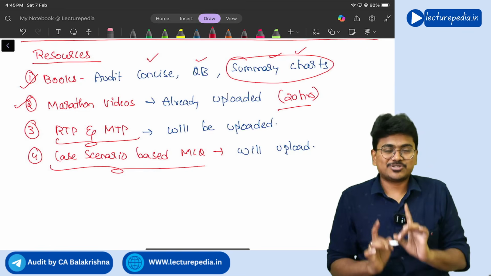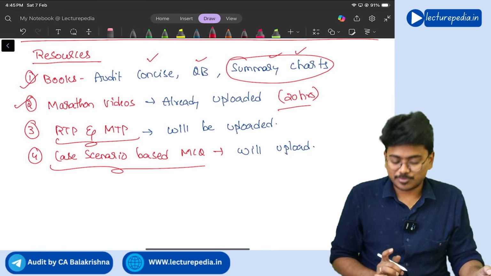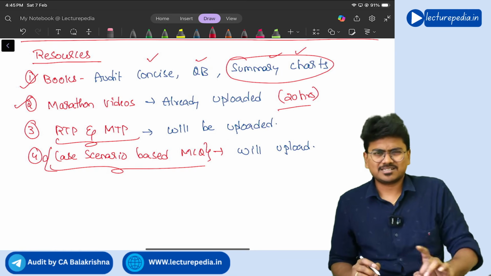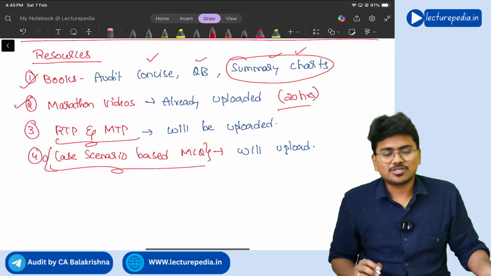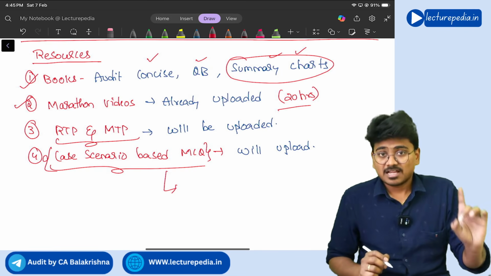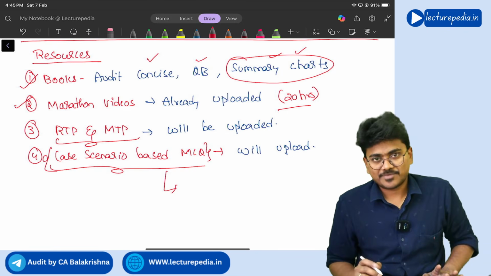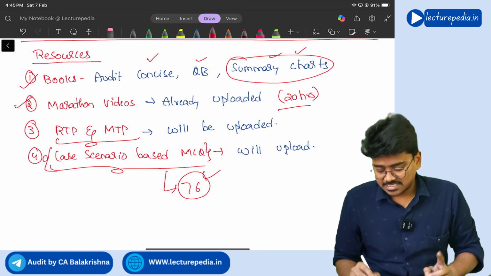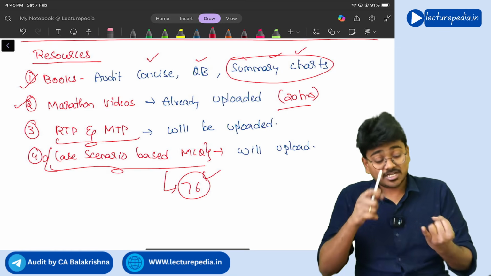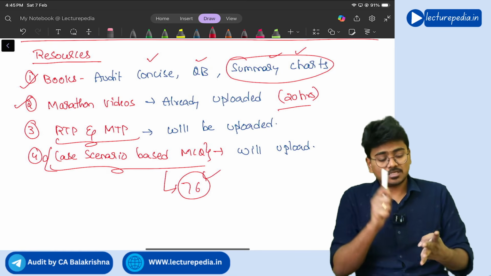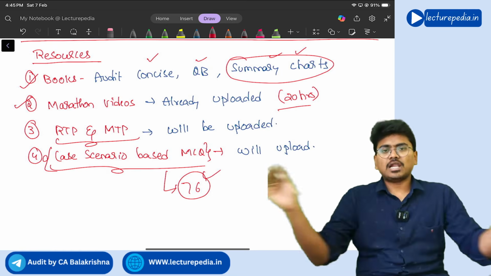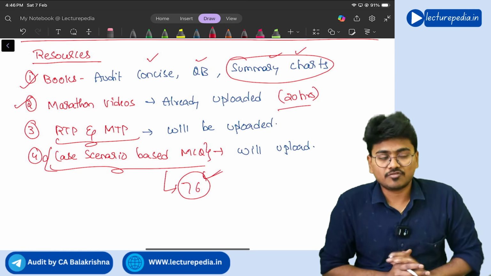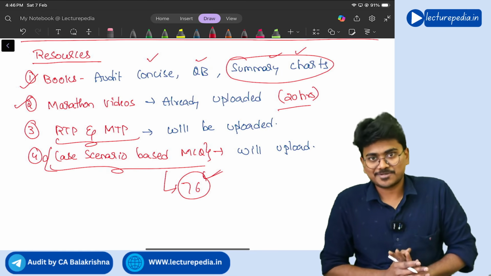And case scenario based MCQs. For the last Jan 26 batch, I told that I would upload case scenario MCQ discussion videos, but due to some reasons, I was not able to upload them. This time, for sure, I will upload. There is already a PDF I have given, with 76 case scenario based MCQs covering all past exams, RTP, MTP, and ICAI study material. I have kept them all in a single PDF. You will find that video also.